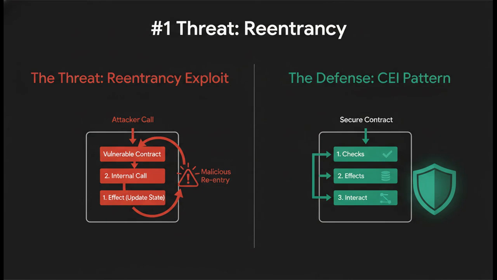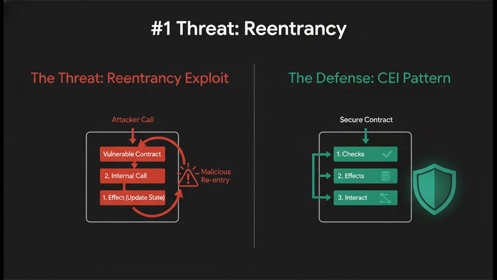So let's talk about the biggest boogeyman in smart contract security: reentrancy. Imagine a really buggy ATM. You go to withdraw $100. The machine gives you the cash first, and then it gets around to updating your balance. A clever attacker could just keep asking for another $100 over and over again before the machine updates the balance from the first request, and just drain the entire account. That is a reentrancy attack.